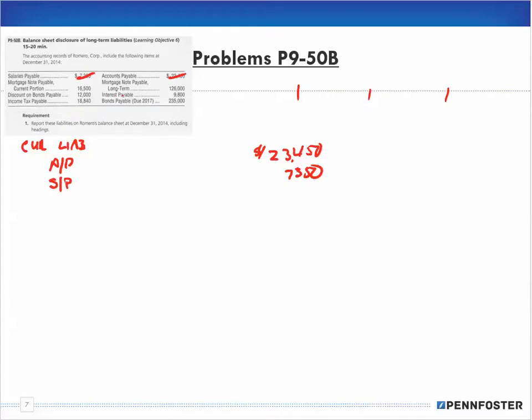Excuse me. Interest payable of $9,800. Income tax payable of $18,840. And then I have the mortgage note payable current portion of $16,500.